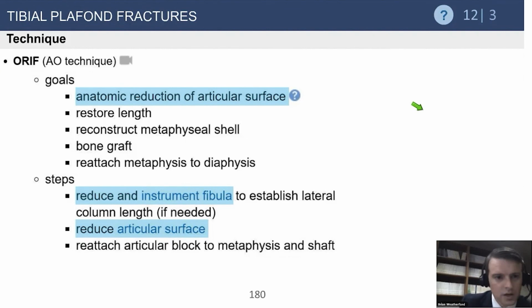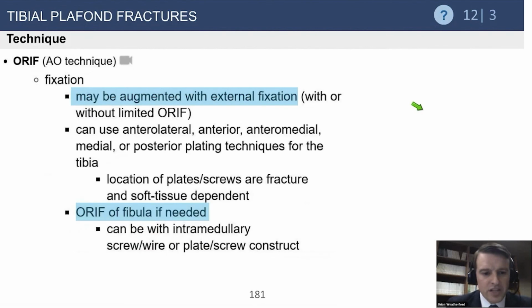The goals: basic AO principles. It's a periarticular injury. Our goal is an anatomic reduction of the articular surface. Again, reducing and fixing the fibula to establish lateral column length is becoming more controversial, certainly at the initial surgical treatment, and I would seriously doubt that they would be asking that at this point. Reduction of the articular surface is critical, and then reattachment of the articular block to the metaphysis and the shaft. Typically that's done with relative stability because there's significant comminution at the metaphyseal zone.